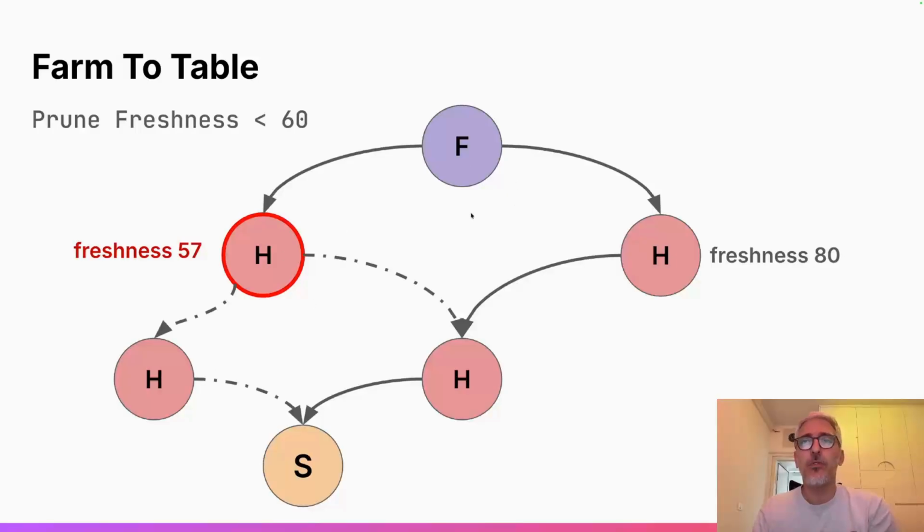So just to run through this slide, we start from a farm, we're getting to a hub. We see that just reaching this hub would give us a freshness level below the threshold, and so in UDFs we can just say, don't bother exploring the subtree spanning from this hub because it would not meet the requirement. Maybe there's another path which will.